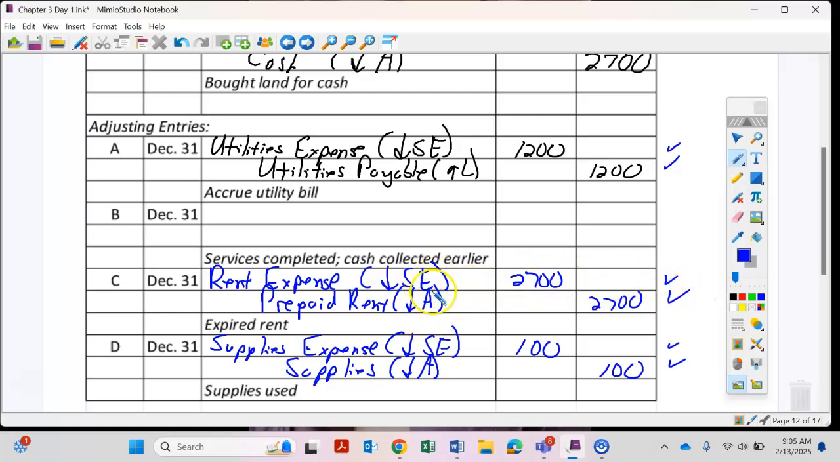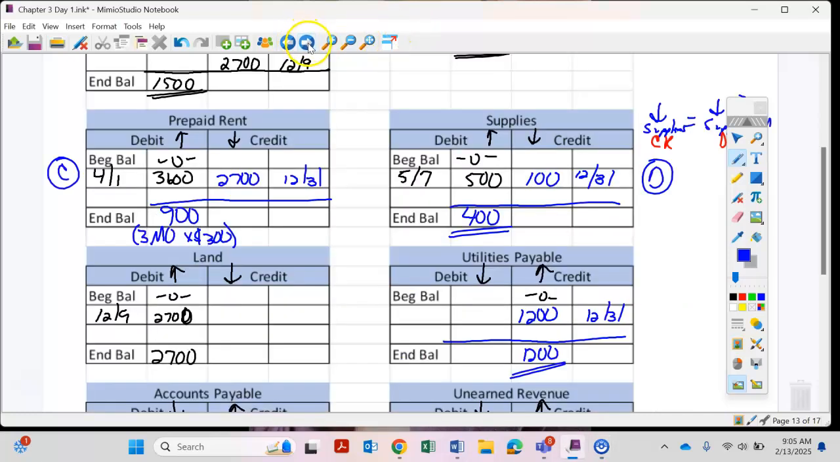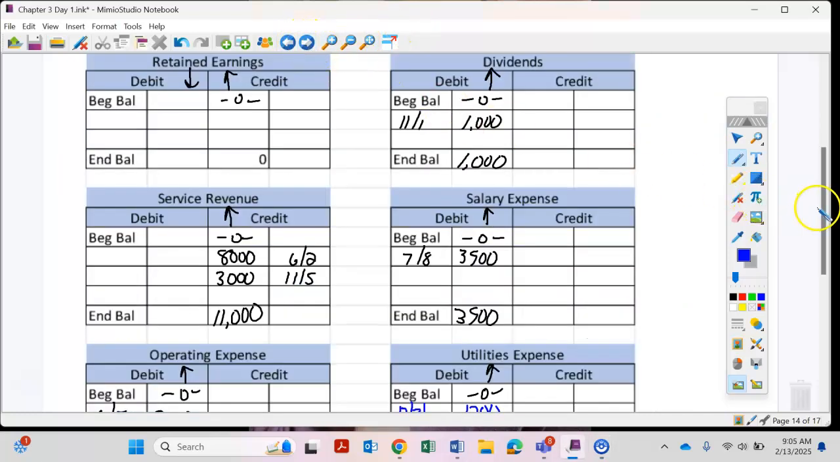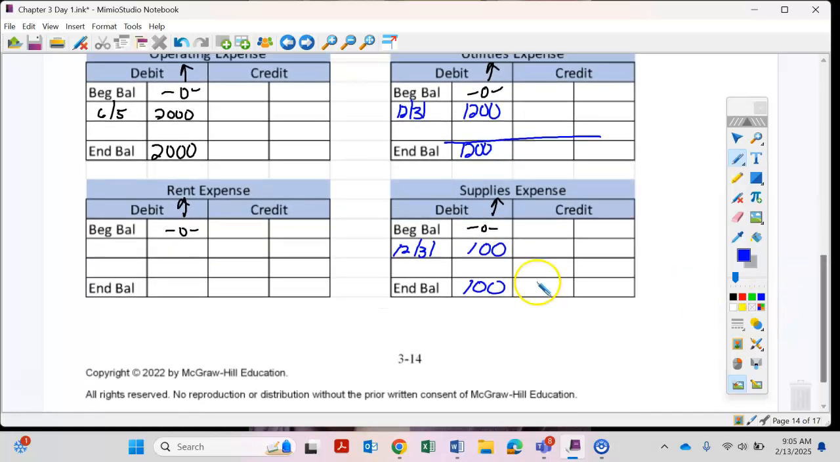Let's finish with that post. We already did the prepaid rent credit. Let's go to rent expense. So rent expense, $2,700 on 12/31. Add up rent. We're going to get an ending balance of $2,700.